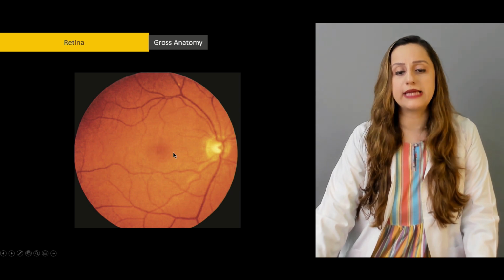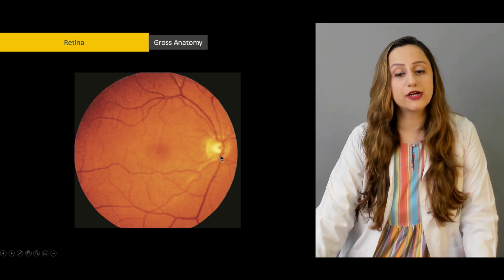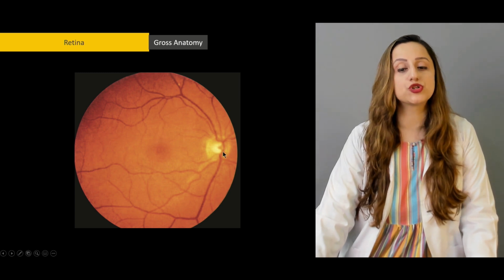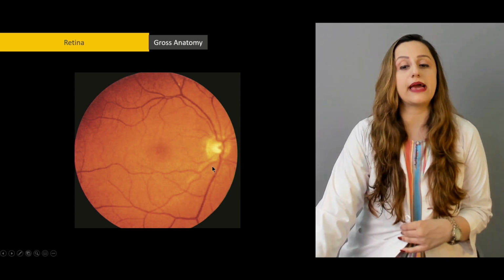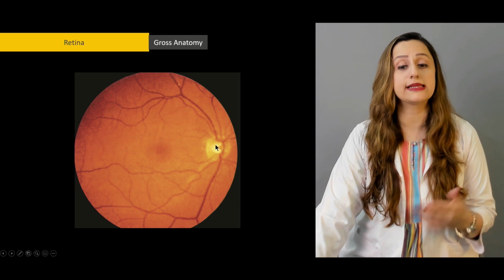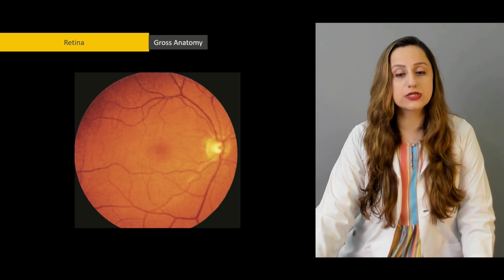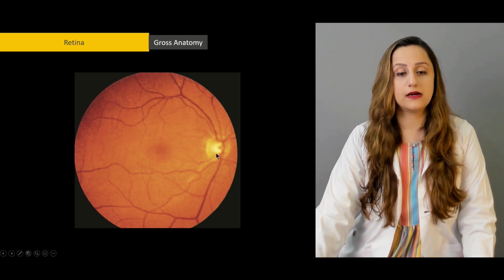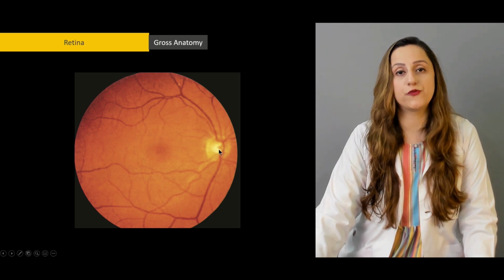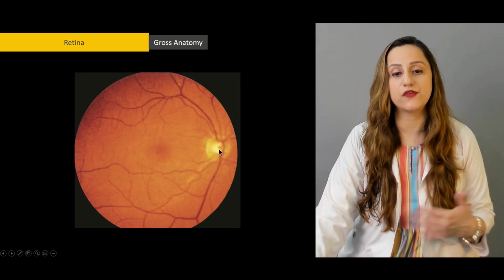it's almost temporally located. And over here, you can see the nasally located portion, where the pallor is present. We can also observe the physiological cupping phenomenon, which we talked about, and that is mostly present on fundoscopy or when you perform retinoscopy using an ophthalmoscope.